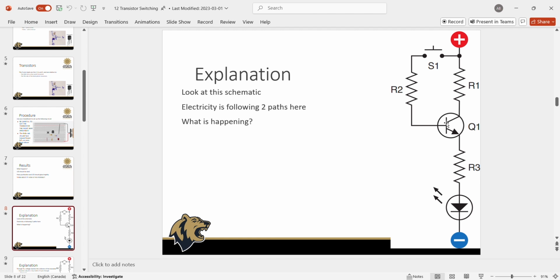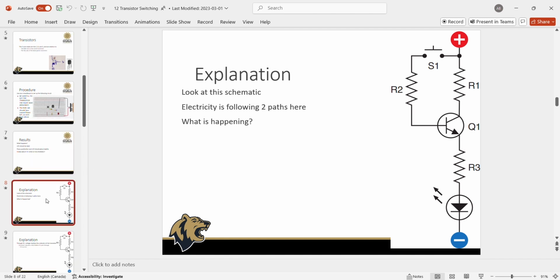How is that possible? 180 plus 680, that's 860 ohms of resistance. So we've got 860 ohms of resistance, and the LED is dark. We give it a path to follow with 10,000 ohms of resistance, and the LED comes on. How is that possible if electrons follow the path of least resistance? The path of least resistance is clearly 860. 860 is less than 10,000. So what's going on here?